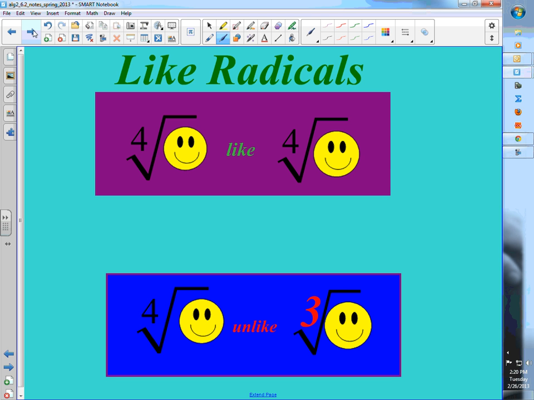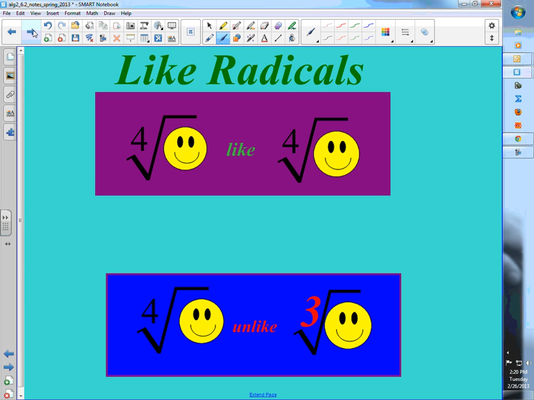Remember, like terms have the same index and the same thing under the radical, the same radicand. Ones that are not like terms have different indexes. If they have different indexes, not like terms. If they had different radicals, they would not be like terms, even if the indexes were the same. If the radicands are different, they're not like terms. If the indexes are different, they're not like terms. These are like terms, these are unlike terms.